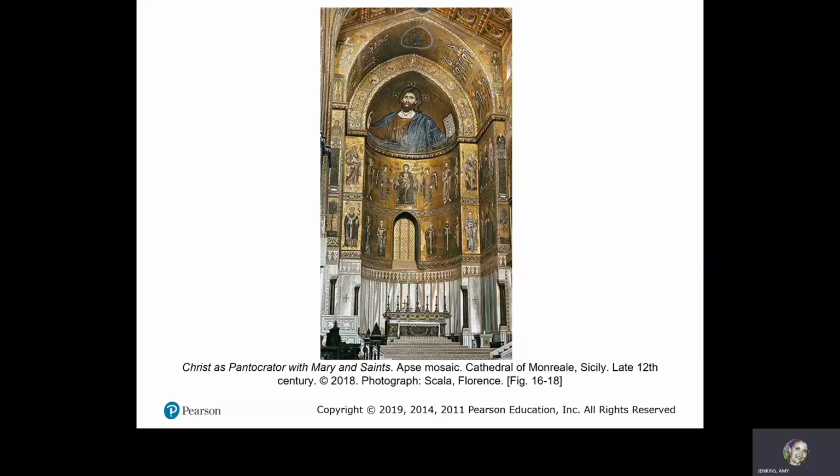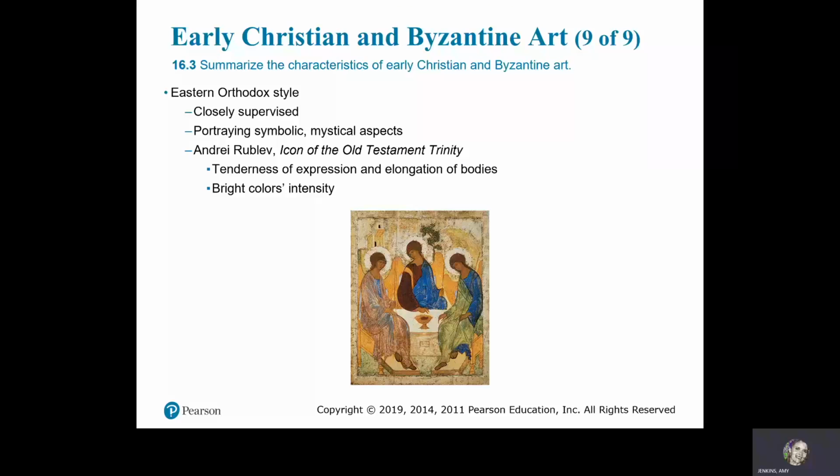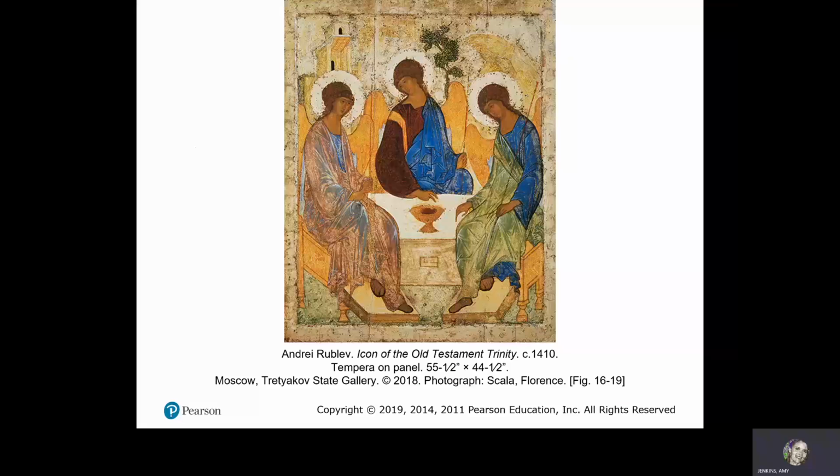Apse mosaic, Cathedral of Monreale, Sicily. That's late 12th century Eastern Orthodox style, closely supervised, portraying symbolic mystical aspects. Andrei Rublev, icon of the Old Testament Trinity, shows tenderness of expression and elongation of bodies. Bright colors have intensity. Andrei Rublev, icon of the Old Testament Trinity, circa 1410, tempera on panel.